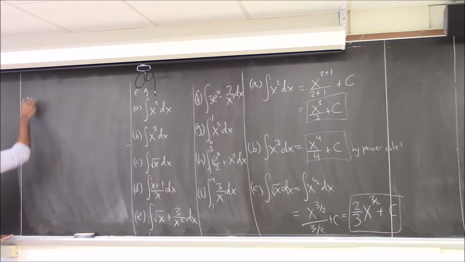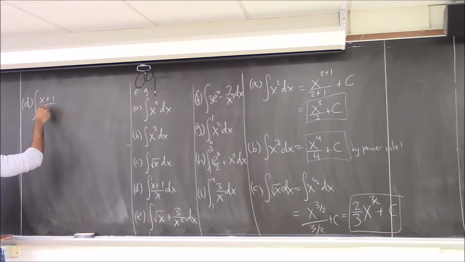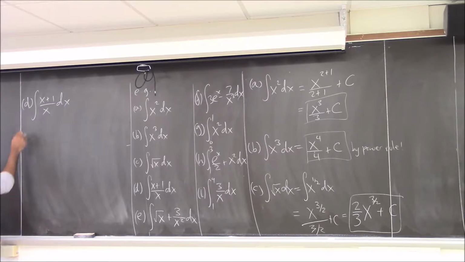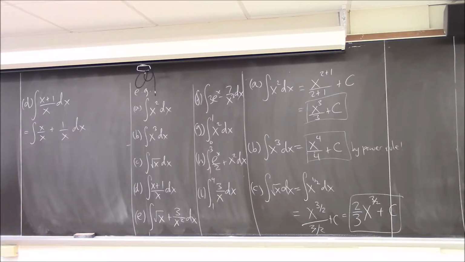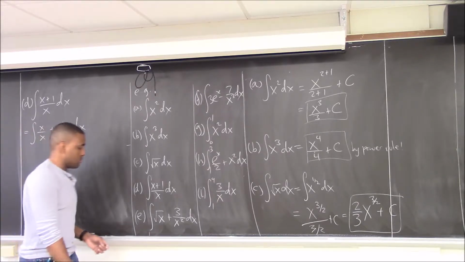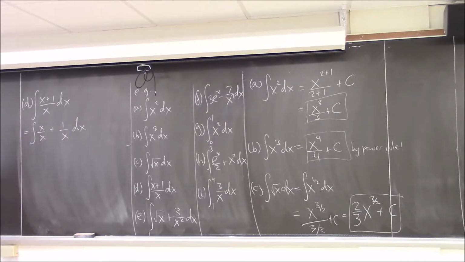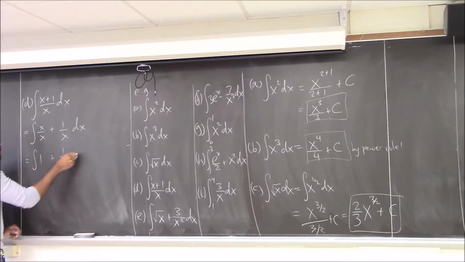What about D? Yeah? Can you rewrite it as like 1 plus x to the negative 1? Sure. So that's a fraction. So we can split it across the numerator. That's just 1 plus 1 over x dx.